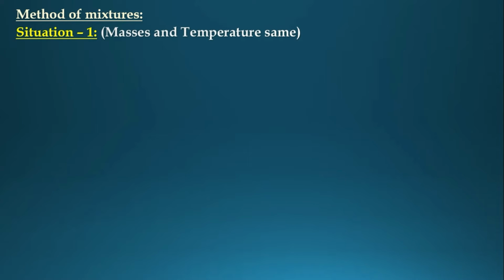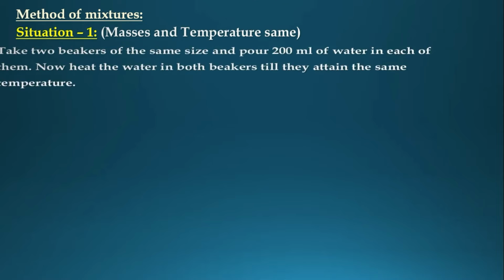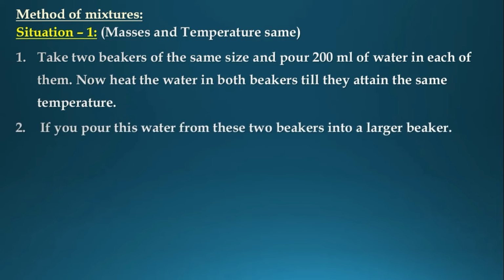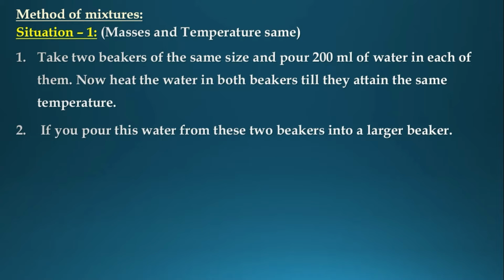Method of mixtures. In this situation, both masses and temperature are the same. Take two beakers of the same size and pour 200 ml of water in each of them. Now heat the water in both beakers till they attain the same temperature. If you pour this water from these two beakers into a larger beaker, what do you observe?